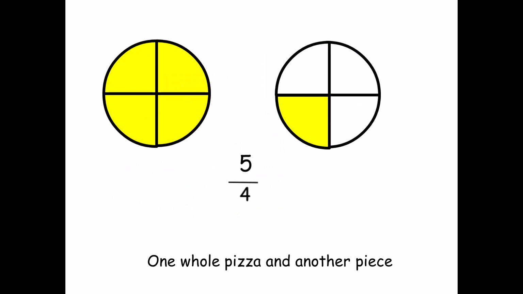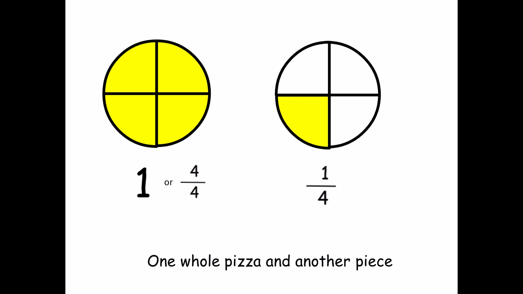An improper fraction is when the top number, or numerator, is larger than the bottom number, or the denominator. In our pizza example, eating 5 out of 4 slices would be written as 5/4. This means you ate more than one whole pizza.